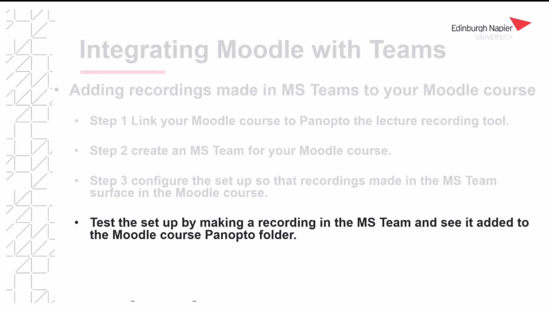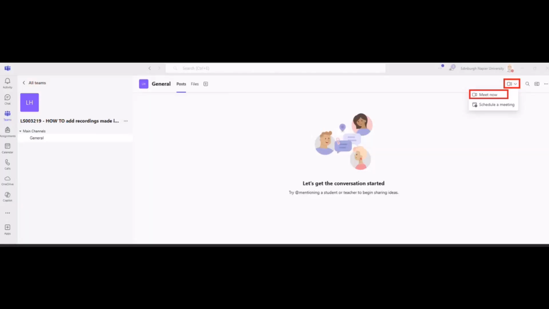Sure, we need to test it. Don't believe it until you test it. So I'm going to pretend that I've made a recording in the MS team, and we're going to see it added to the Moodle course Panopto folder. Okay, so we're going to go to the Moodle course linked MS team, which is here. We're going to make a recording, and then we're going to go to the Moodle course to see if it has appeared. So here we are, MS team homepage.